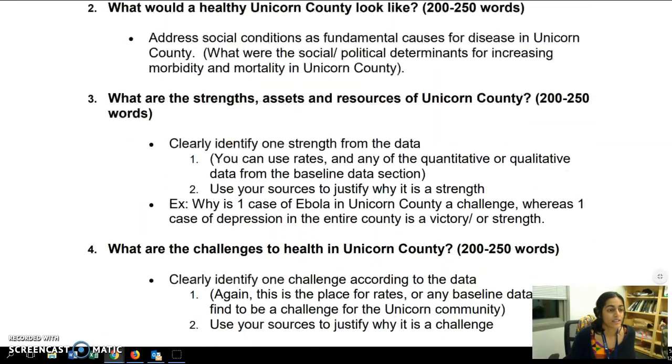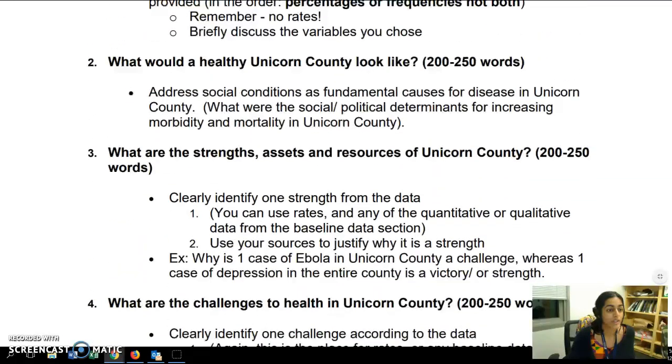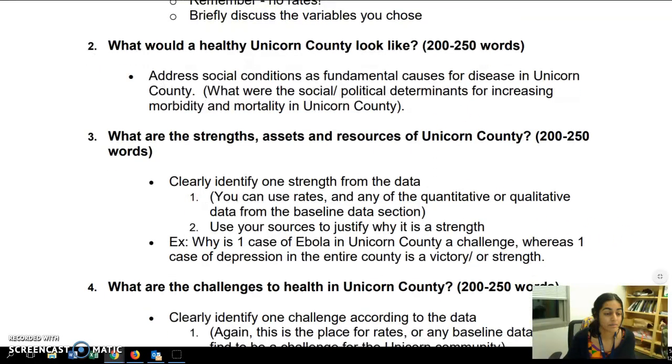So that's question 1. Question 2 is, what would a healthy Unicorn County look like? So you're taking social conditions as fundamental causes of disease. And you're talking about, well, yes, Unicorn County, maybe it's not in good shape right now, but here are the things that happened, and looking forward, here is what we can come to.